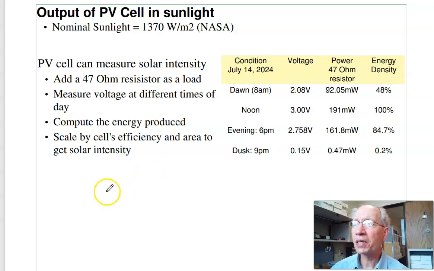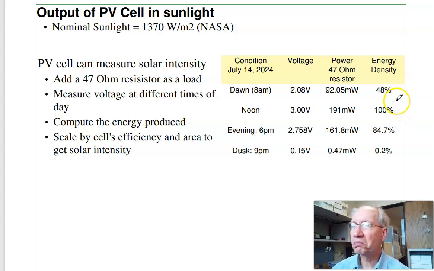To do that, I add a resistor across the solar cell so that the voltage tells me the power. This will give me the power out, V squared over R. So based upon the voltage, I know the power, V squared over R, is outputting 92 milliwatts, 191 milliwatts, 161 milliwatts. Noon is when it's the hottest, the brightest. So I can see that at dawn and evening, the sun is less bright. This is going through more atmosphere.